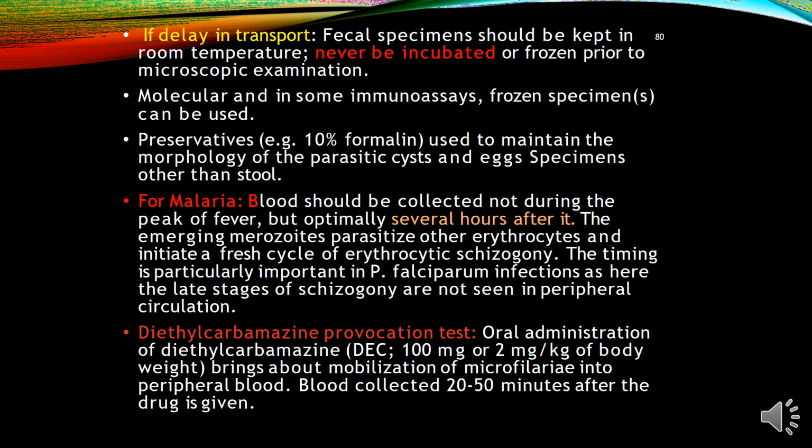DEC provocation test is done by using 2 mg per kilogram of DEC per body weight and brings the microfilariae into the peripheral circulation. After that, you have to collect the blood around 20 to 50 minutes.